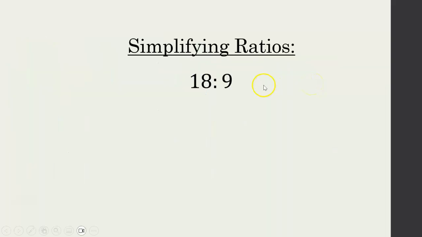Let's say we had a different ratio now, 18 is to 9. So this could be 18 boys is to 9 girls, or 18 glasses of water for 9 glasses of my body. What happens if you want 6 to something? So I wanted to change this 18 to 6. How do I do that? What do I multiply or divide by? Well, I divided it by 3. Yeah, 18 divided by 3 is 6.